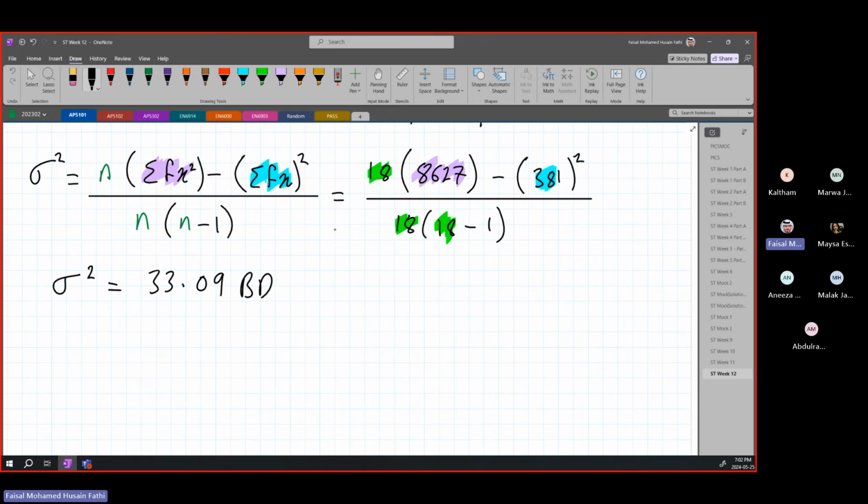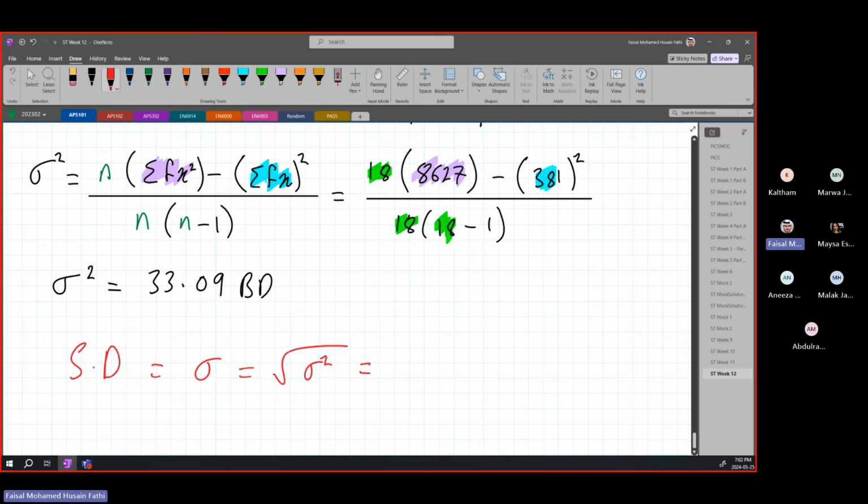And then if we want to find standard deviation, it is equal to sigma, which is simply the square root of sigma squared, which is the variance. So the square root of 33.09. So our sigma, which is our standard deviation, is the square root of this, which is 5.75. And that's it. That's pretty much it, right?